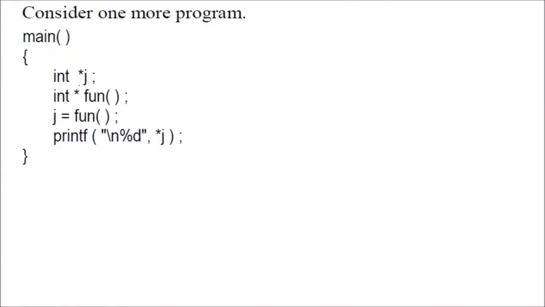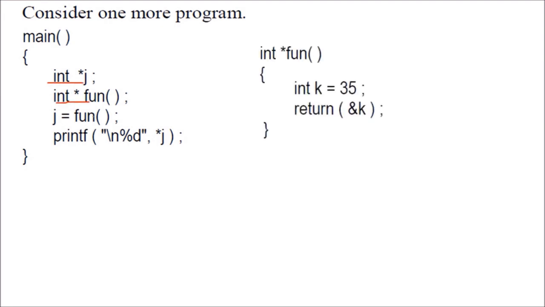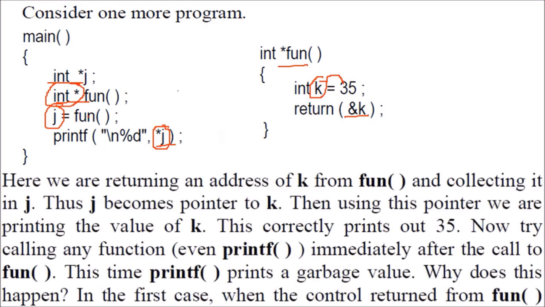Let us take one more program. This is a pointer variable, and this is a function, and we have a pointer here also. Now this function fun is called, and we set star j to this function. k is 35, and now with ampersand k we are trying to return the address of k, which will be taken in j and printed. What do you assume it to be? When we return the address of k from this function and collect it in j, j becomes the pointer of k. So wherever 35 is, the value at that address has to be printed, right? So this correctly prints 35.